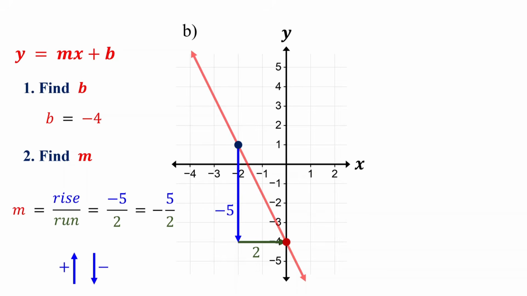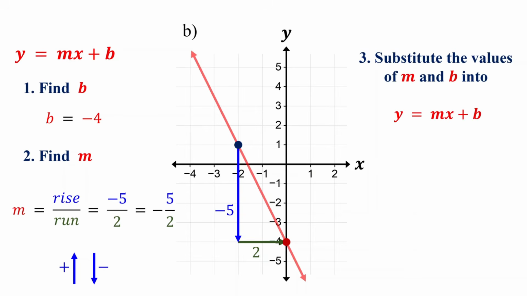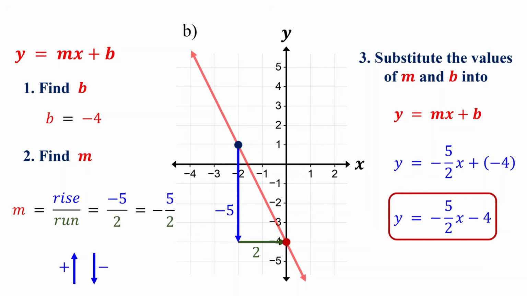Place the negative sign in front of the fraction. This doesn't change the value of the slope because they are equivalent fractions. So m equals -5/2. Finally, substitute the values of m and b into the slope-intercept form. Replace m with -5/2 and b with -4. Remember, adding a negative is the same as subtracting a positive. This is the equation of the line in slope-intercept form.